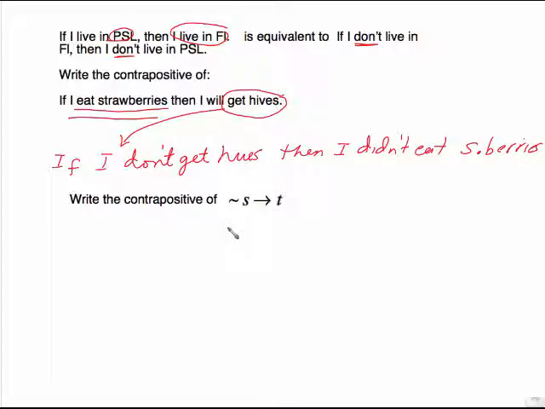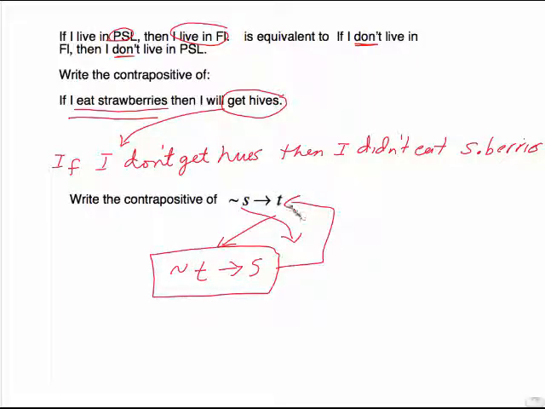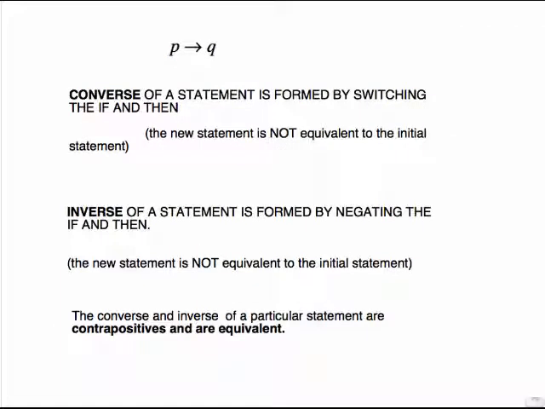It is easier to do the contrapositive of a logical statement because I don't have to do all this writing out. The contrapositive tells me to put the T in the front, but negate it. Put this in the back, but negate it. The negation of a negated S is just S. So this is the contrapositive, and it is equivalent to that original statement.